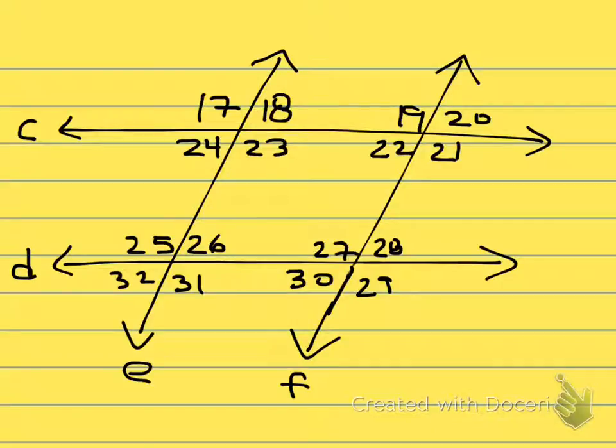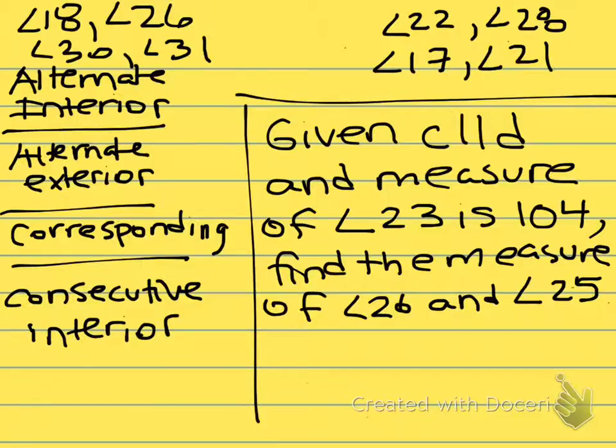Next we have a group of angles here that we need to determine which type of angles they are, and then use what type they are to determine the measures of them. So if we're going to be referring back to this figure quite a bit, the first thing we need to determine is angles 18 and 26, what type of angles those are. So we have 4 choices: alternate interior, alternate exterior, corresponding, and consecutive interior.